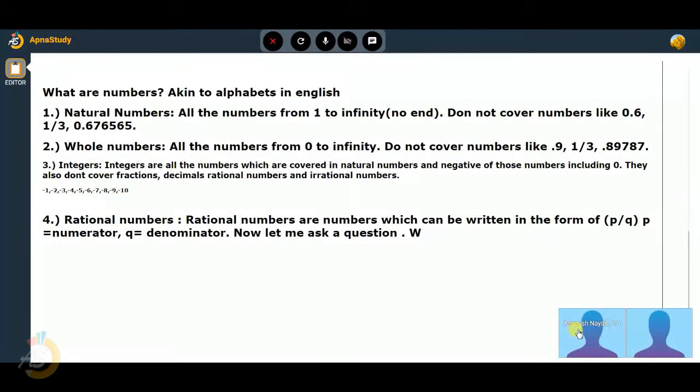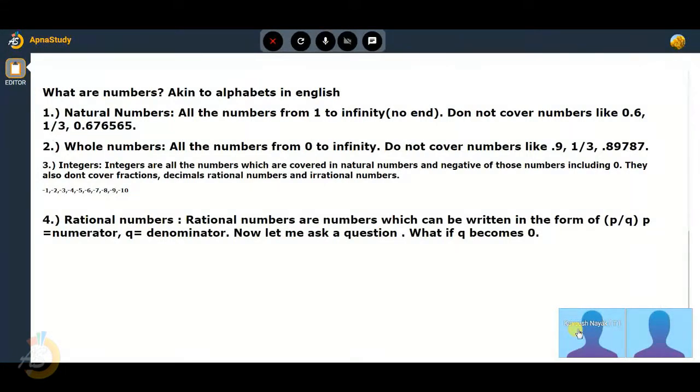The question is, what if Q becomes 0? So we have come across the fraction P upon Q. Yeah, it will be infinite. Yes, it's very good. The rational number will become infinity, which is not defined. So that will not be a rational number.